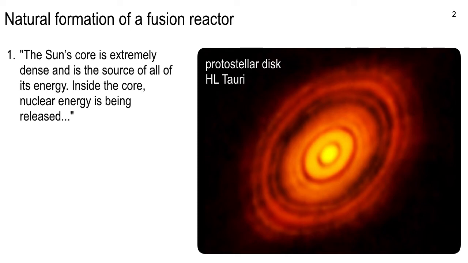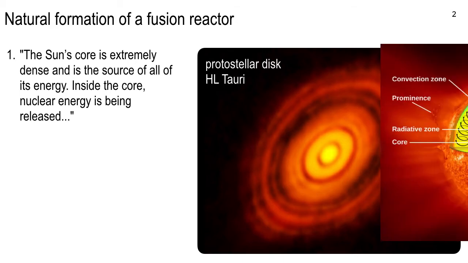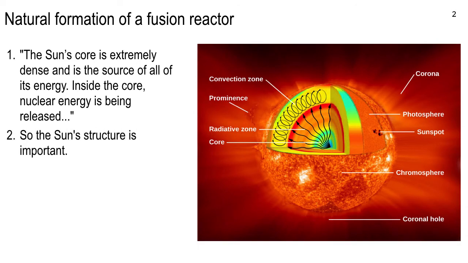How that star... what we're going to be talking about today is how the protostellar disk gravitationally organizes itself. And in the very center of it, where the star will be formed, you undergo gravitational compression and heating and start a nuclear reaction. And so the sun structure, as I said, is important.